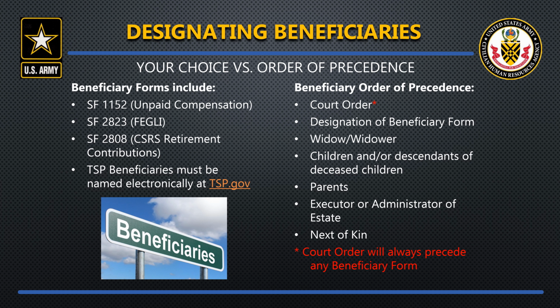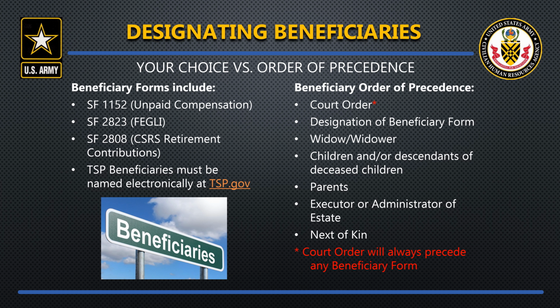If you pass away as an active federal employee and are found to have not completed your beneficiary forms, OPM will follow an order of precedence to determine who will receive payment on your behalf. The order of precedence OPM follows is listed on the right-hand side of this slide. There are three types of beneficiary forms available for completion.